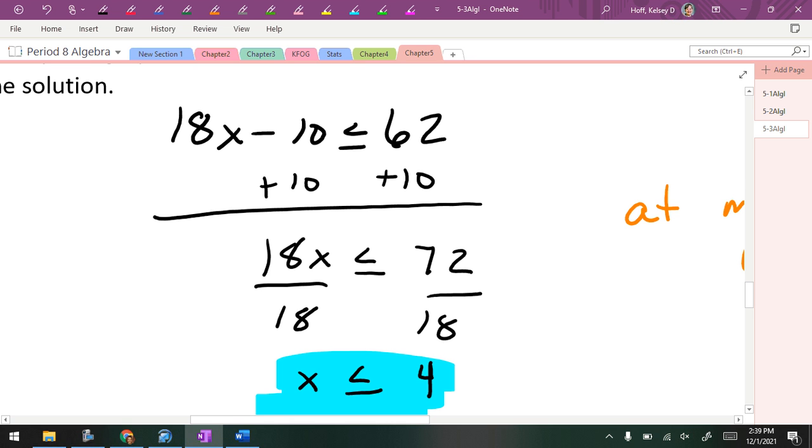If you multiply or divide by a negative number, flip the inequality. The rest of the hour is yours to work.